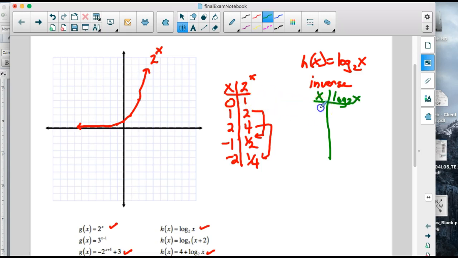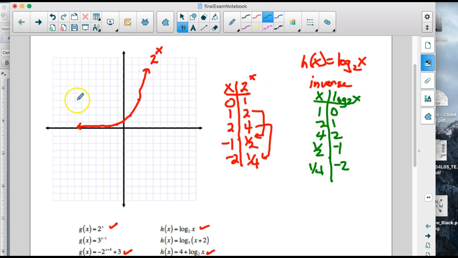So 0, 1 would be 1, 0. 1, 2 would be 2, 1. 2, 4 would be 4, 2. And this one would be 1/4, -2, and 1/2, -1. I always start with this one because it's the easiest one. If I'm going to do a logarithm, then I would just switch the x and the y values and graph that one.